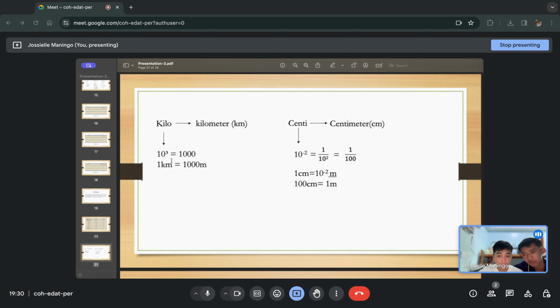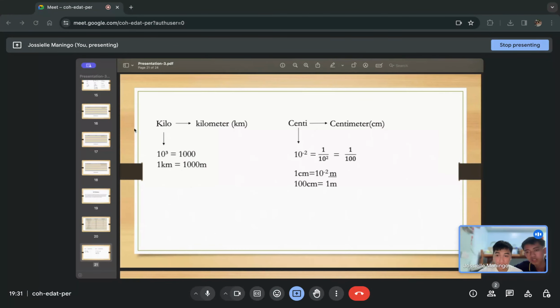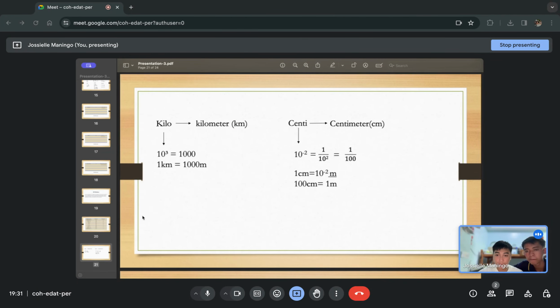Kilometer: kilo means 10 to the power of 3, because here kilo is written as 10 to the power of 3. Just like this, kilo and meter. You can use any kind of unit if you want, but we use meter. 10 times 10 times 10 equals 1,000.